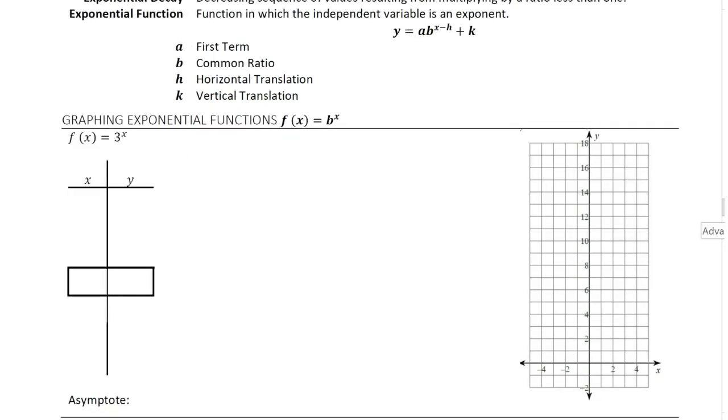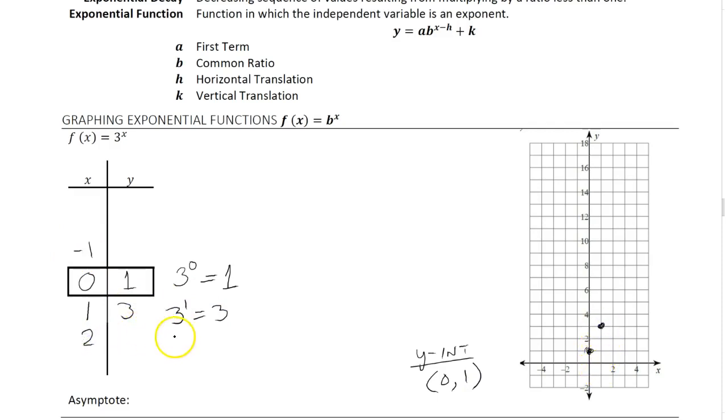In this case, we have y equals 3 to the power of x. Start with x equals 0. 3 to the power of 0 equals 1, so y equals 1. Graph the point 0, 1, which is also our y-intercept. Now try x equals 1. 3 to the 1 power is 3. Now try graphing 1, 3.